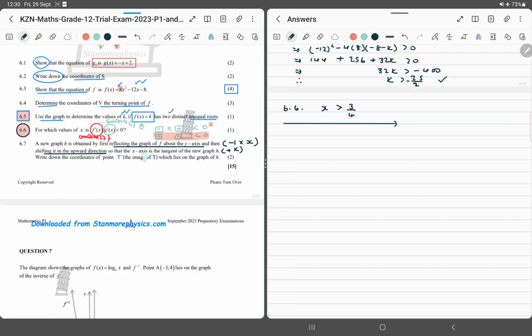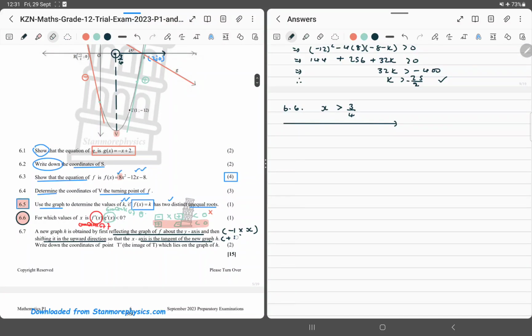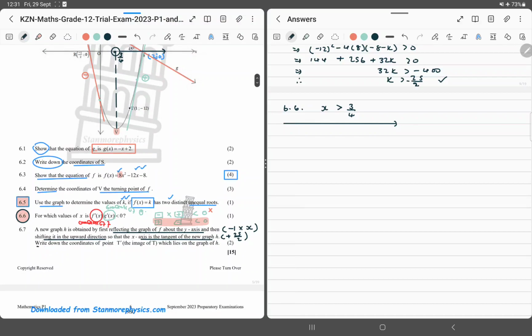Now it says so that the x-axis is the tangent to the new graph. So now that means we are shifting this turning point to be sitting on the x-axis. So we're shifting it upward 25/2 units. So now we can see that we are essentially doing that. So it's nice when you interpret things nicely. Otherwise, it becomes a nightmare. And it says write down. Can you see they're only interested in the answer? The coordinates of point T, the image of T, which lies on the graph of h.